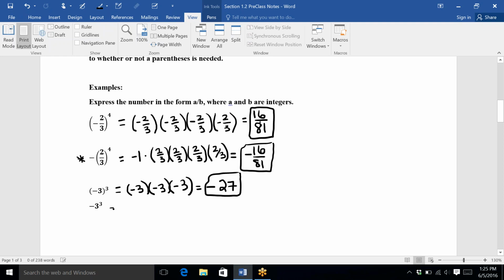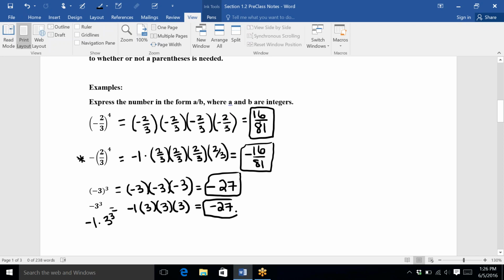Okay, and then this one is again, notice there's no parentheses anywhere, but because the negative is not in a parentheses, this is really the case, negative 1 times 3 to the third. If it's not in the parentheses, the power does not apply to it. So this would be negative 1 times 3 times 3 times 3, which again ends up being negative 27.